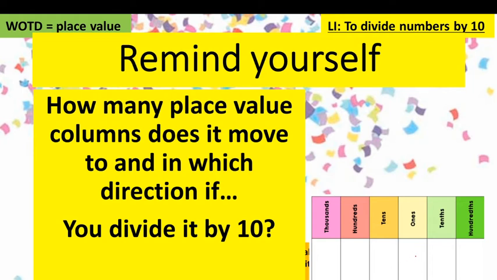Okay, so if you divide a number by 10, let's look at the number 80. If I were to divide that by 10, I know that there are 8 tens in 80. So I can move that 8 one place to the right and I get my answer. So when you divide by 10, you move 1 space to the right. So I wonder if you can figure out how many spaces you move and which direction if you're dividing by 100, which is what we are doing today.